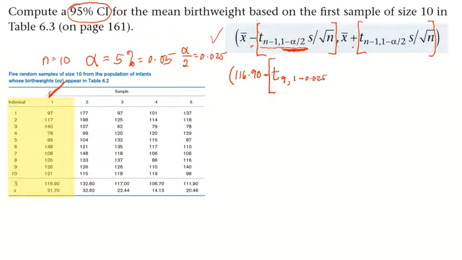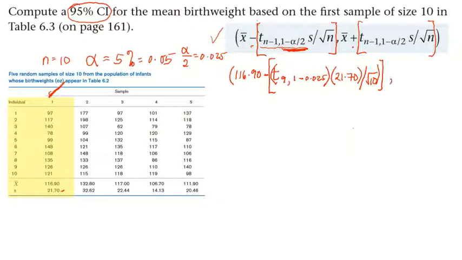So this is 1 minus 0.025. Okay? And then we need to multiply this with a standard deviation, as we see here, which is 21.70. And then we divide the product by the square root of the number of samples, and that's the square root of 10. Okay, so that's on the other side. That's on the left side. Now let's go to the right side.